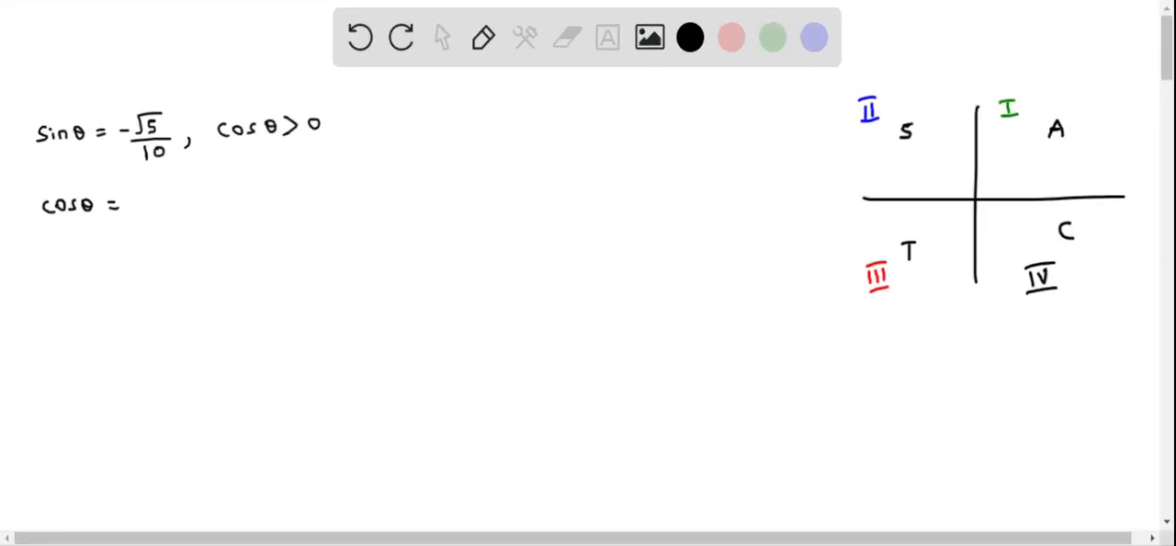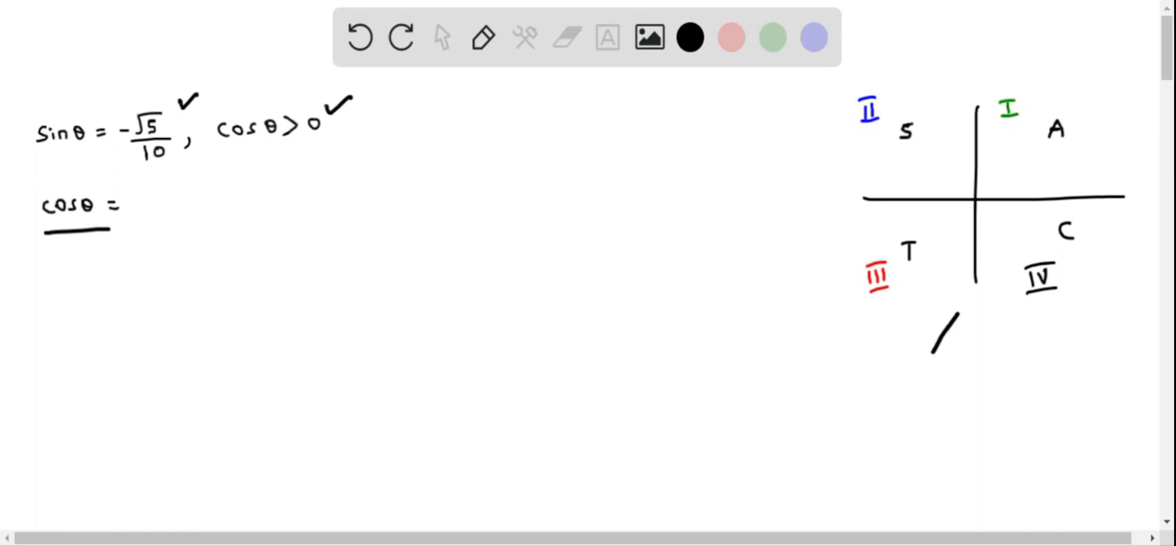Let's determine the exact value of cos theta given that sin theta equals negative root 5 over 10 and cos theta is greater than 0. So basically cos theta is positive and sin theta is negative. First we have to identify in which quadrant sin theta is negative and cos theta is positive.